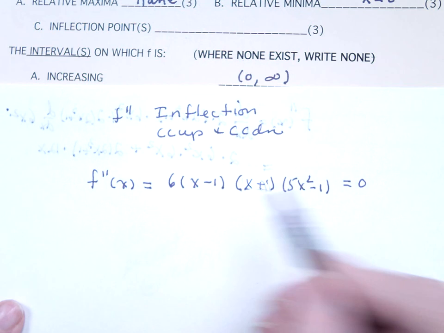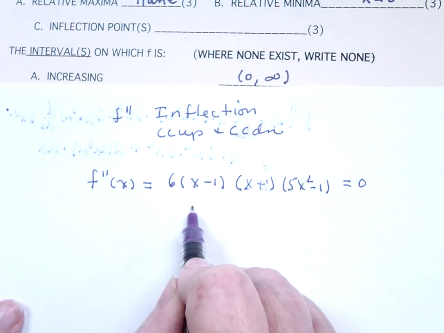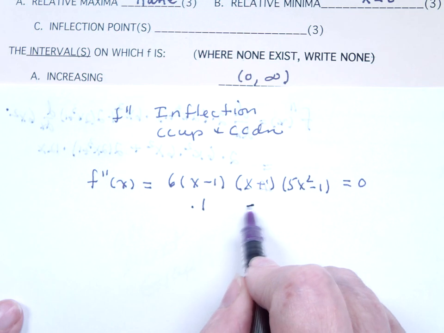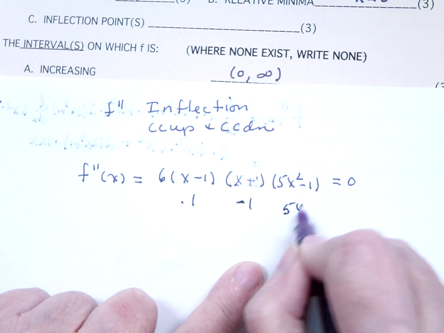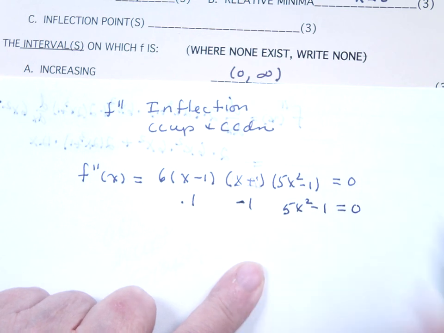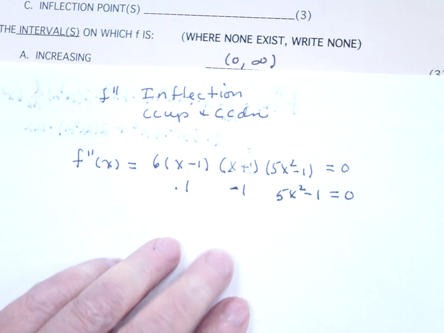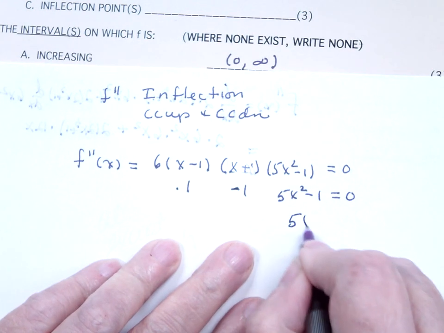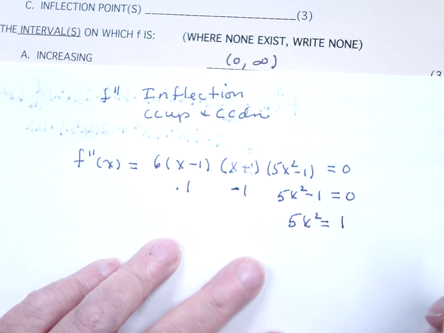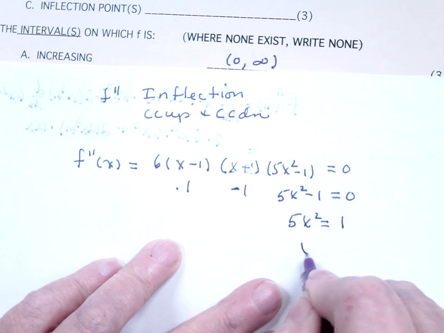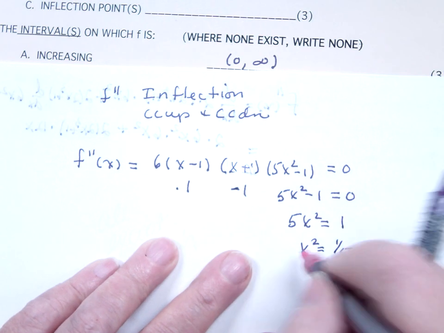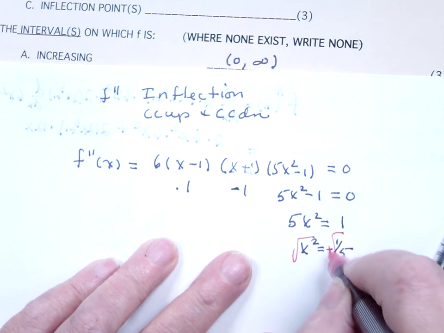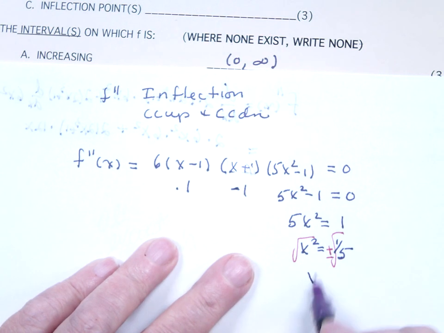So what does this give me? Well, this gives me a 1. This gives me a negative 1. And this is the sucker right here. 5x squared minus 1 equals 0. This is where I need for you to have grown mathematically. 5x squared equals 1. Or I could use a quadratic formula on it. But x squared equals 1/5. Take the square root of both sides. Don't forget the plus or minus. x equals plus or minus the square root of 1/5.